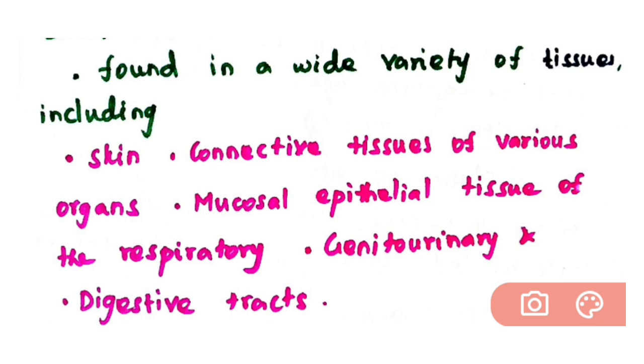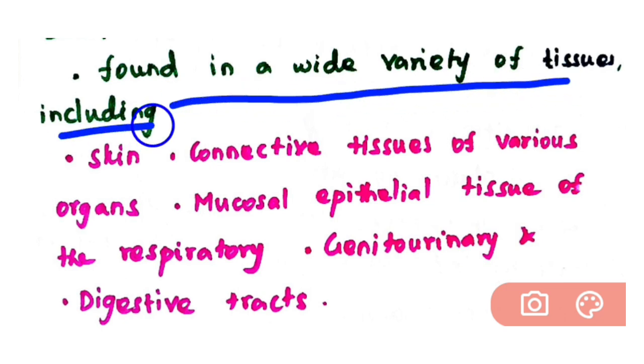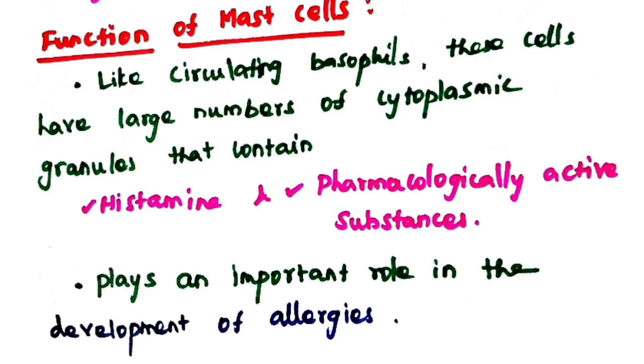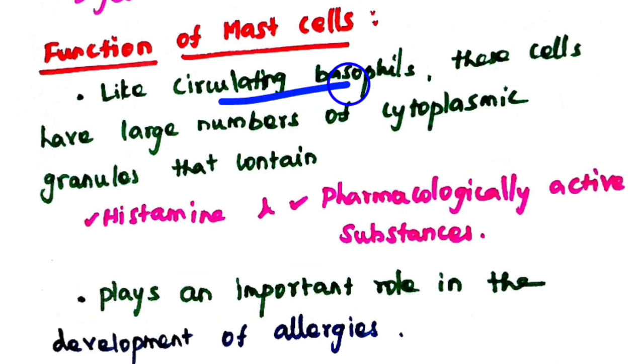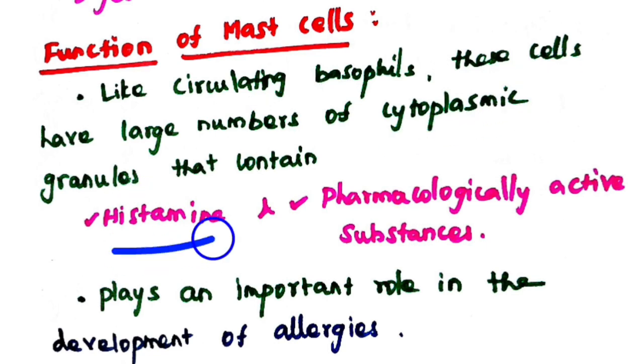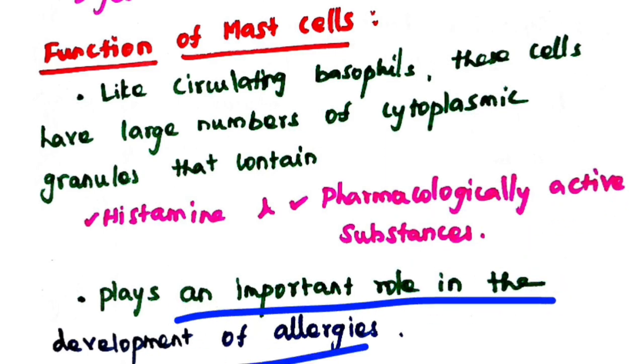These mast cells are found in a wide variety of tissues including skin, connective tissues of various organs, then mucosal epithelial tissues of the respiratory tract, genitourinary tract and digestive tract. The functions of mast cells are like circulating basophils. These mast cells have a large number of cytoplasmic granules. These granules contain histamine and other pharmacologically active substances. It plays an important role in the development of allergies.